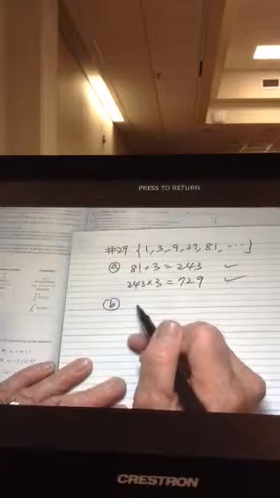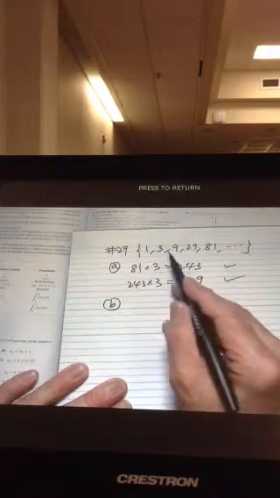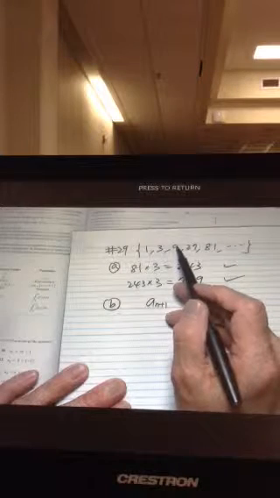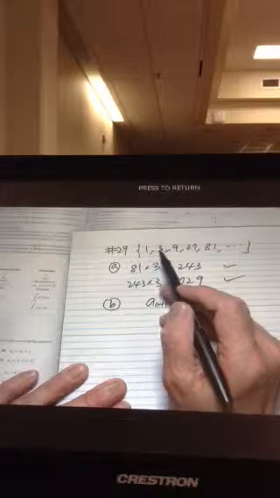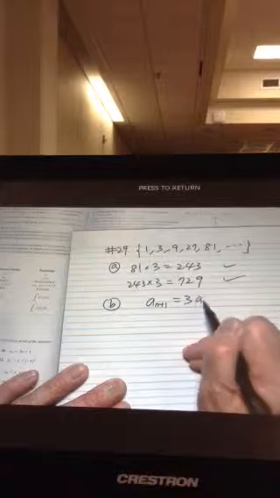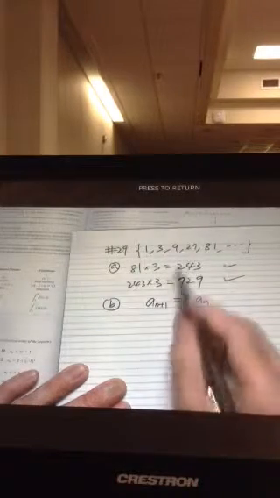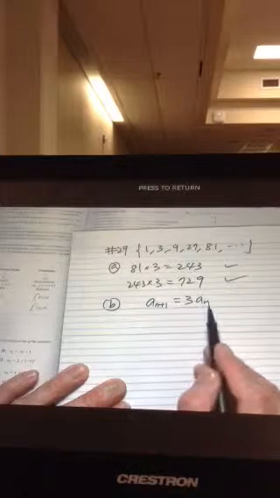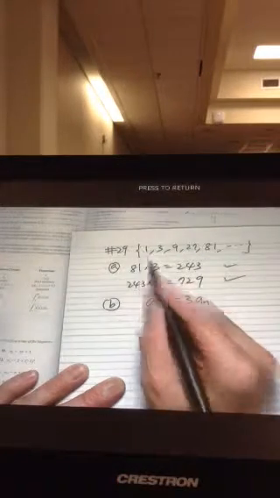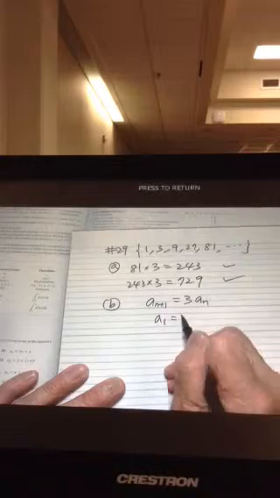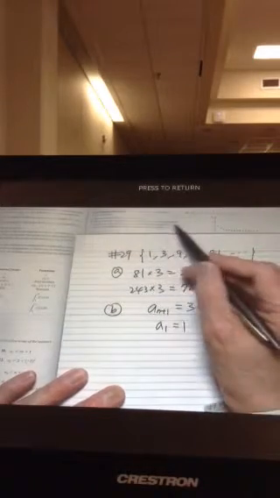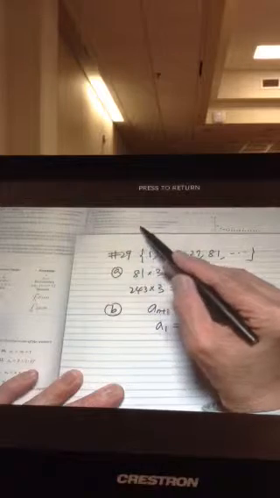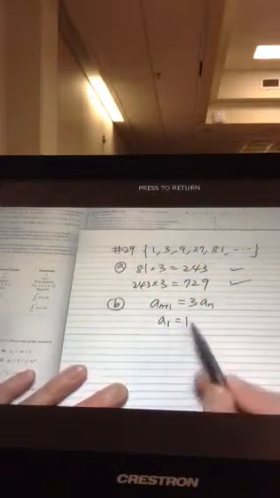B, find a recurrence relation. Well, as I can see, each one is 3 times the previous one. So a sub n plus 1 is 3 times the current one, and the first one is 1. So here we supply the initial value of the index and the first term of the sequence.